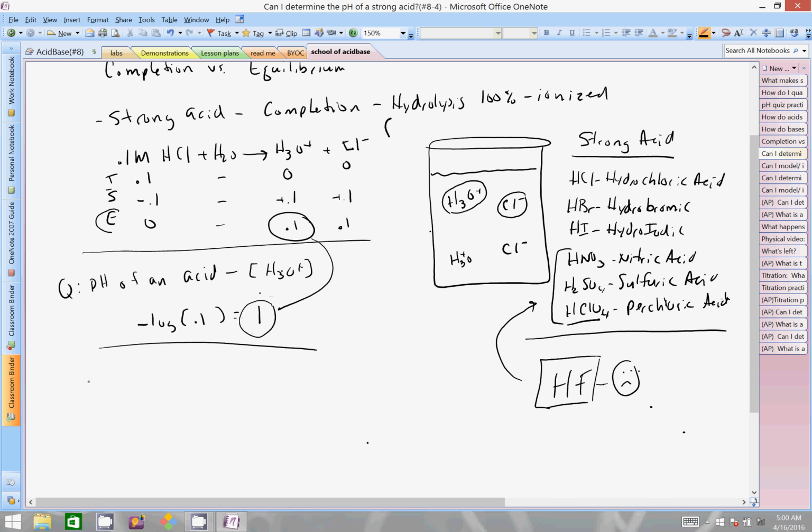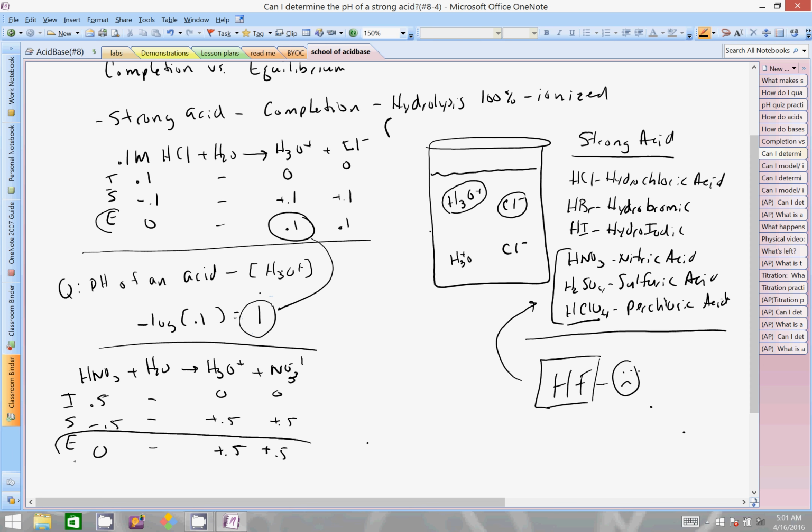So let's do another one. Let's pick a different acid. Let's do nitric acid. HNO3 plus H2O yields H3O plus and NO3 minus. Let's do 0.5 molar concentration. Initial, stoichiometric ratio, end. The 0.5 molar concentration, water not playing a role. 0.5, 0, 0, minus 0.5, plus 0.5, plus 0.5, 0, 0.5, 0.5. This is my ending situation.